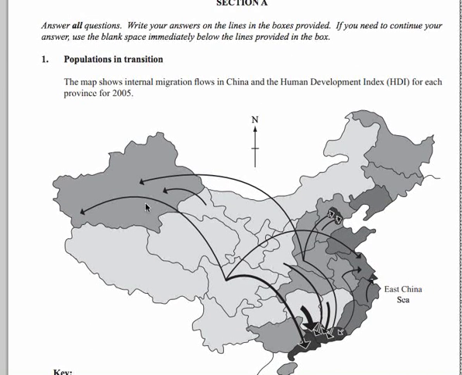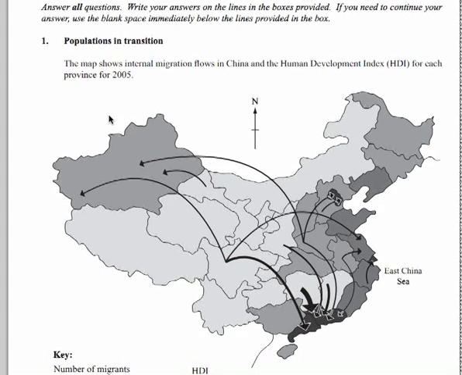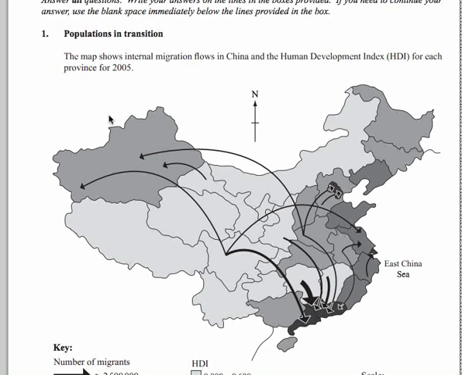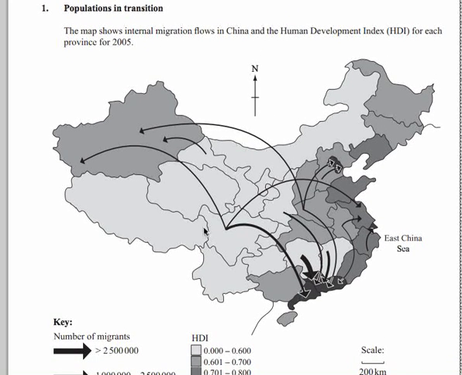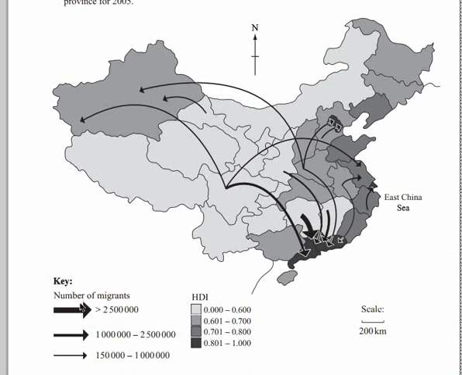Okay, so we'll have a look at the paper that you've just done, starting off with the population in transition question. Here you can see it's got a map. Let's look at this map in detail, and you'll see that there are actually three sets of information. We can see by these arrows the direction of migration, and we can also see by the thickness of the arrow how many migrants are moving.